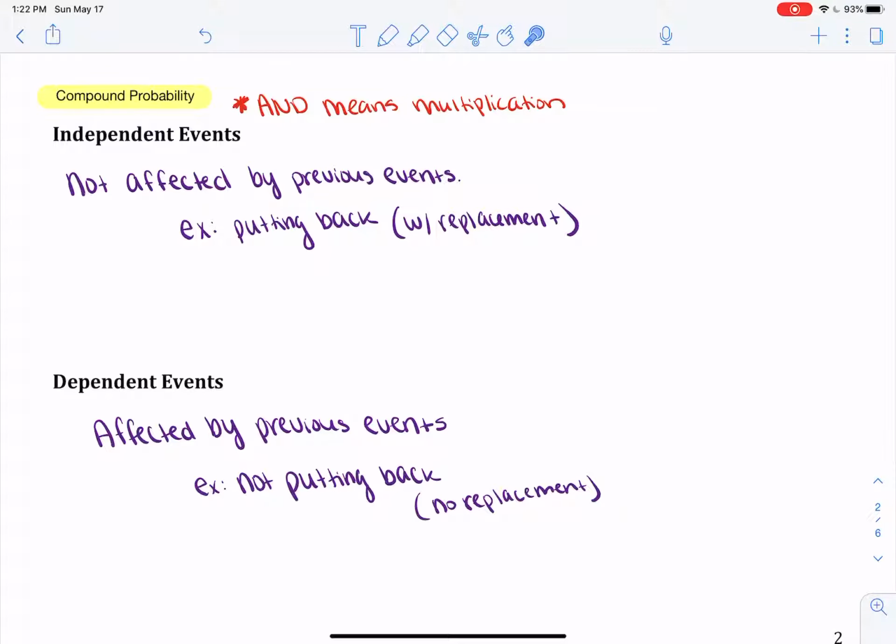So some vocabulary here, we've got independent events. These events are not affected by previous events. For example, we put something back, there's a replacement. We'll talk about that in a bit. And dependent events, they are affected by previous events. For example, we don't put something back, and we'll explain that a little bit more here in the examples.